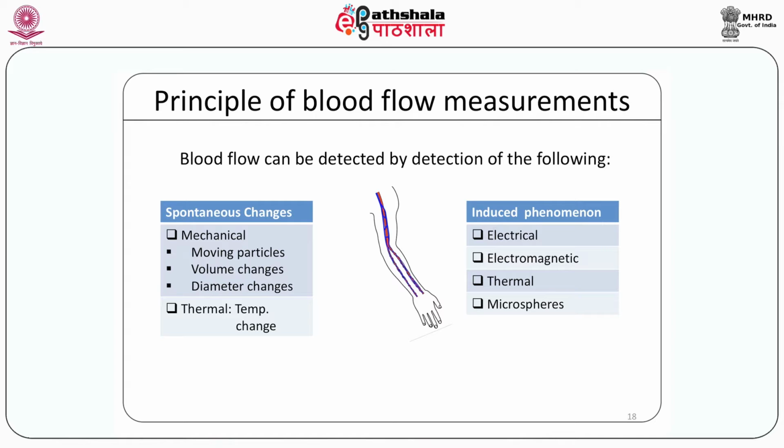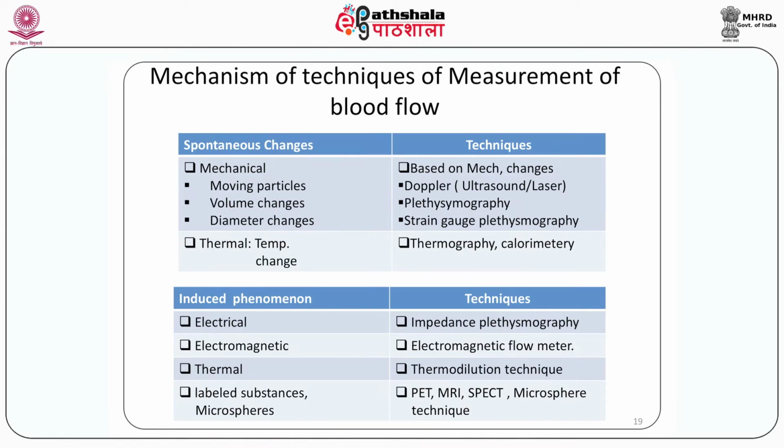Further, the blood flow may be measured by detecting certain changes in blood physical properties or tissues, as listed here. Kindly go through this list carefully. We will be talking about them in detail.